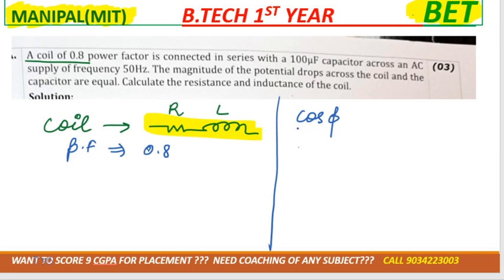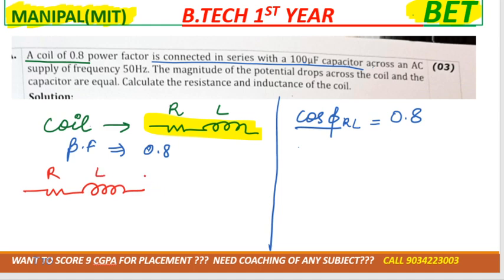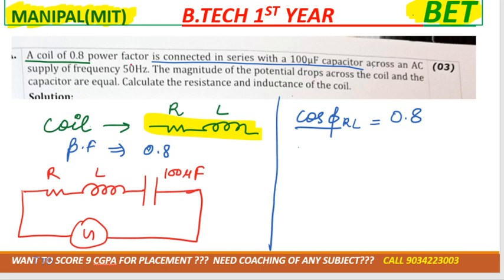Okay, so power factor is denoted by cos phi, and the particular coil, which means the combination of R and L, has power factor 0.8 and is connected in series with a 100 microfarad capacitor. So whatever they'll say, let's draw the diagram as well. Coil, the combination of R and L, is connected in series with a capacitor of 100 microfarad across an AC supply, we'll draw the AC supply like this, of frequency 50 hertz.